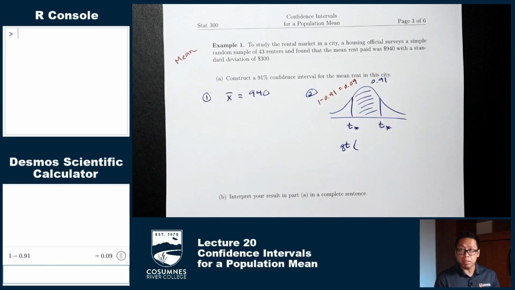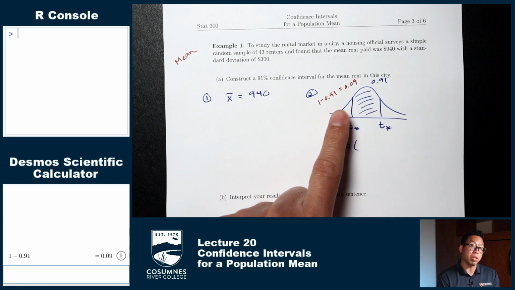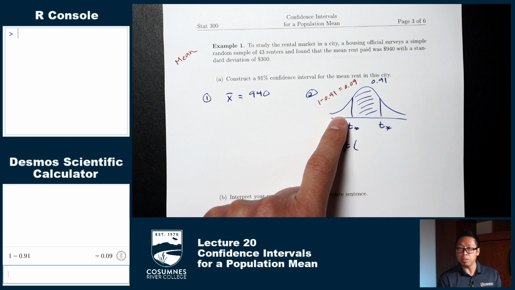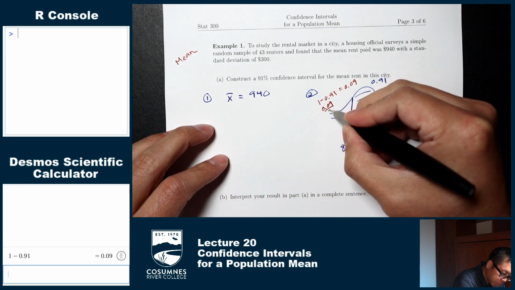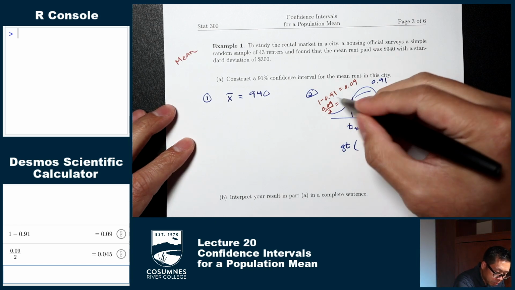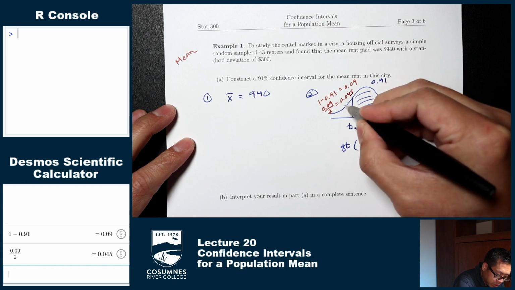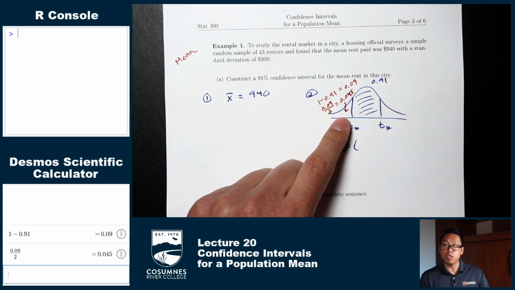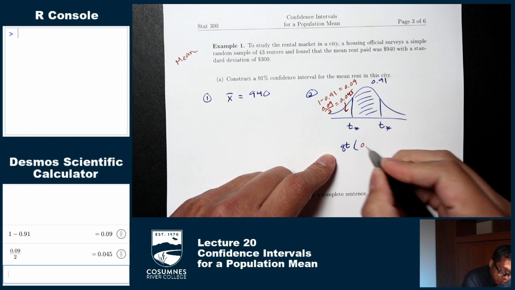Okay, so when I do 1 minus, that should give me the unshaded part, which is the left and the right together. I just want the left. So we'll divide by 2. So 0.09 divided by 2 is 0.045. Okay, that's the left unshaded part that I want. So that's going to be what I enter into QT.